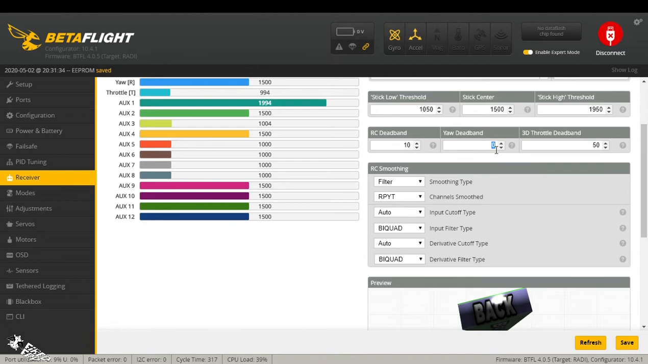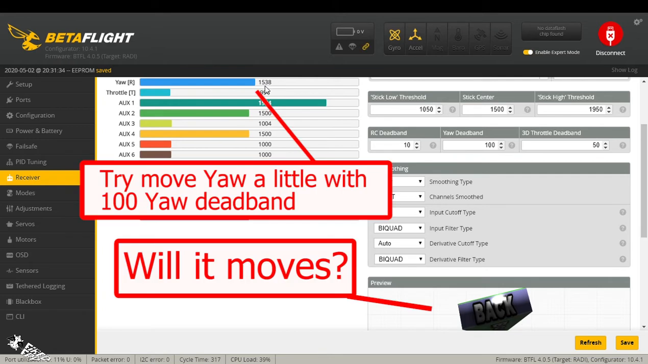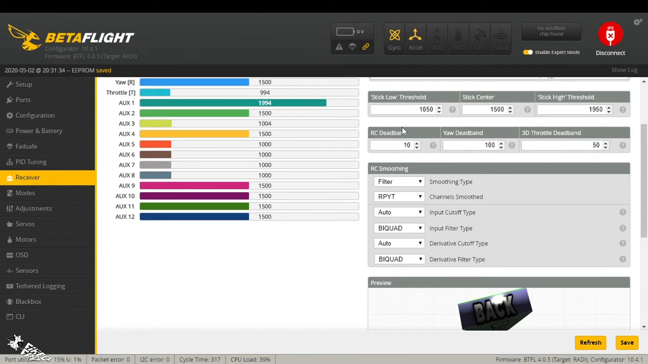But if I give the maximum yaw deadband, which is 100 in case you don't know, just raise the bar here to the maximum. If I put 100 on the yaw deadband, when I move the yaw stick to, say, 1550 or more, let's see the preview part. Nothing is moving, right? The quadcopter is not moving. And if I move the yaw to the left like 1450 right here, the quadcopter is not moving because the yaw stick is still in the deadband zone. So deadband of 100 means minus 100 from the center and plus 100 from the center.